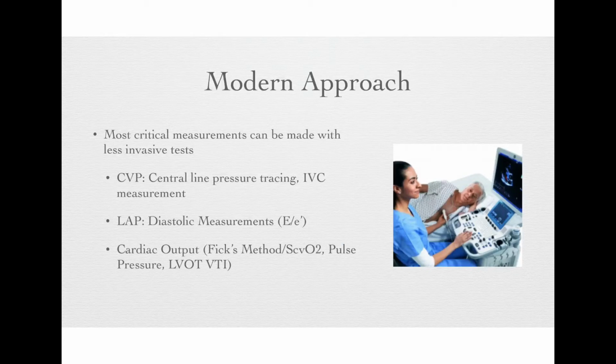Cardiac output can be estimated using a variety of techniques. One is the Fick method, which relies on the arterial-venous oxygen saturation difference. Pulse pressure, since pulse pressure is directly correlated to stroke volume. And on ultrasound, using a parameter called the left ventricular outflow tract volume time integral, which we'll discuss later. Finally, we can calculate vascular resistances by determining the mean arterial pressure and dividing by the cardiac output.